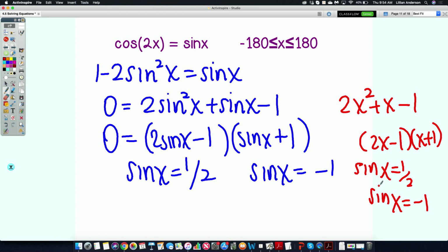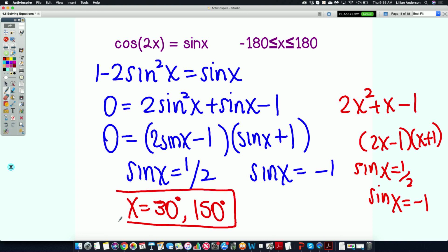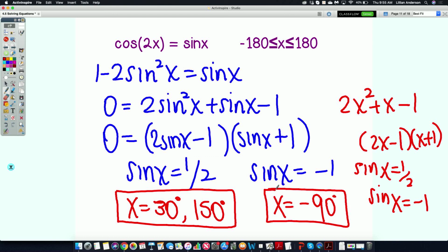Where is sine 1/2 between -180 and +180? It's 30, and then 30 and 150. And then what about sine equal to -1? That was -90. That's how you use your different identities to solve equations.